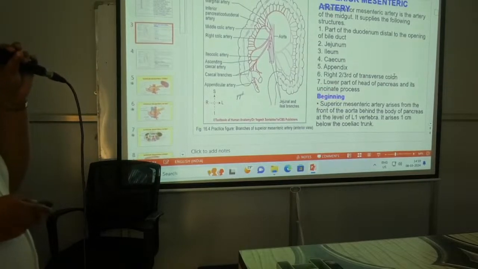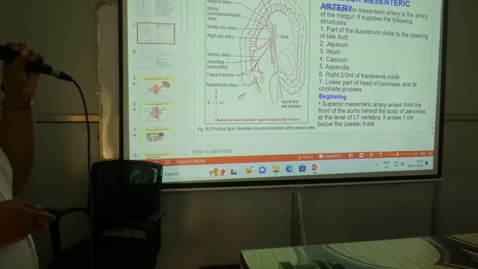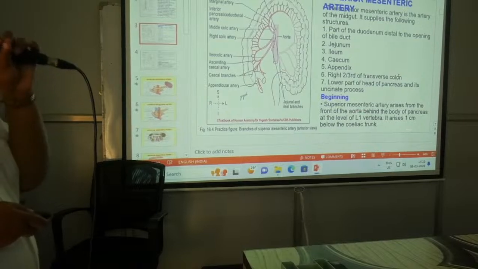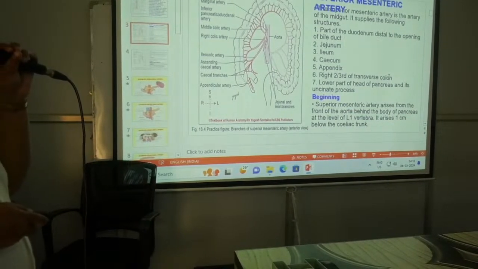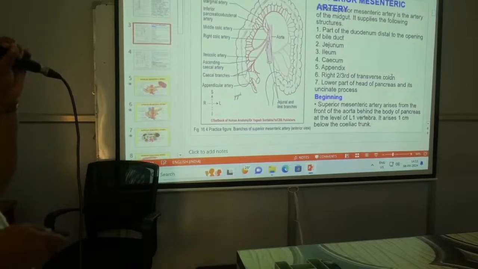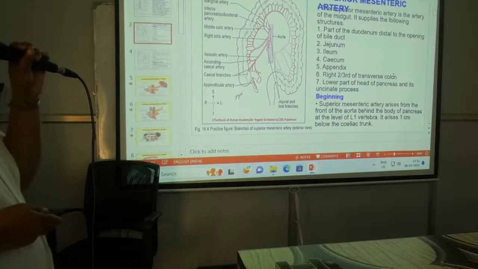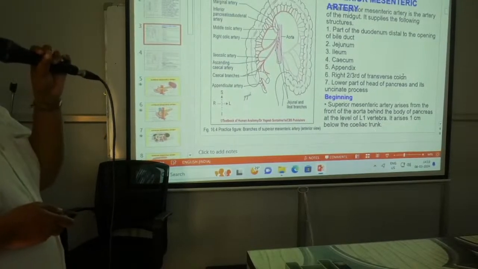How does it begin? It arises from the front of the aorta behind the body of the pancreas at the level of L1 vertebra, and it arises about 1 centimeter below the celiac trunk. So this is the beginning of the superior mesenteric artery. The vertebral level is L1, you have to remember, and 1 centimeter below the celiac trunk.